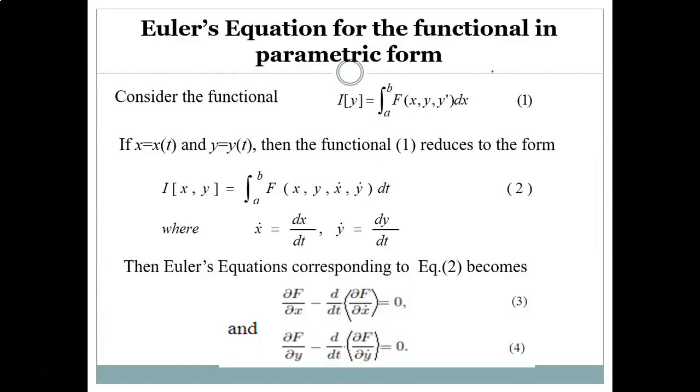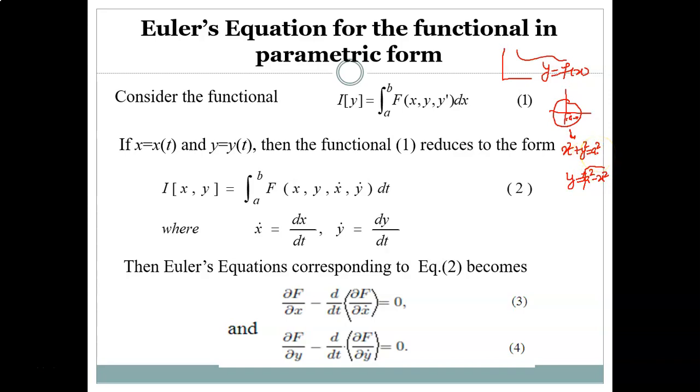The next is the Euler equation for a functional in parametric form. First of all, you should know what is parametric form. You can see, in Cartesian form, if you have any curve, then you can write the equation of the curve in this form. For example, you have a circle. Suppose the circle is at the origin, and let the radius be a. Then the equation of this circle can be written as x² + y² = a², or you can write y equal to plus or minus the square root of a² minus x², right?